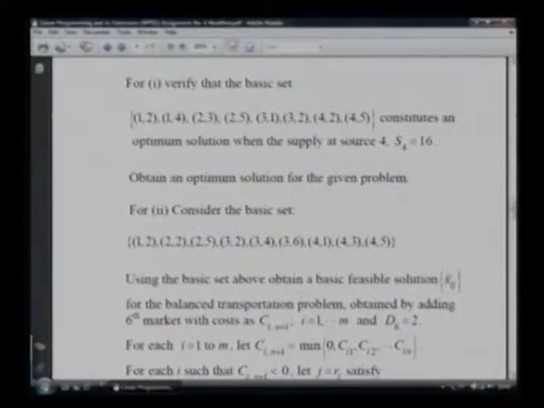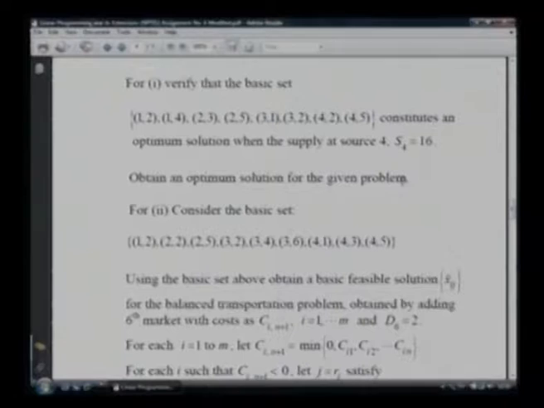So, for the first problem, I am giving you a basic set, and I am asking you whether it constitutes an optimal solution when the supply at source 4 is 16. If S4 is 16, then the sum of Si's is equal to the sum of Dj's. Then it becomes a balanced transportation problem, and you can immediately check whether the given set of cells constitutes a basic feasible solution, and then verify that they also satisfy the optimality criteria. So, this is the optimal solution.